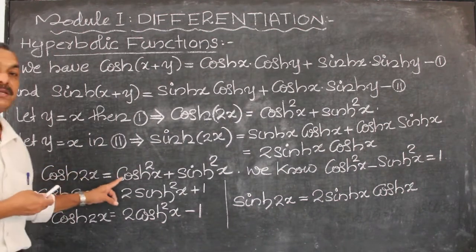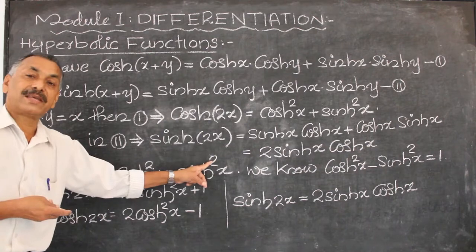Cosh 2x is equal to cosh square x plus sinh square x.